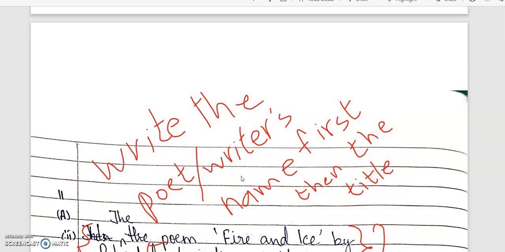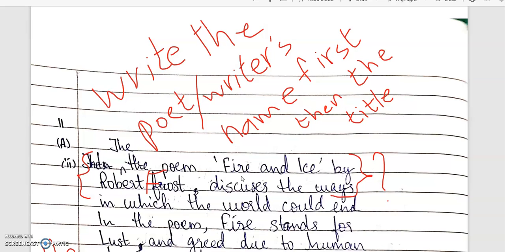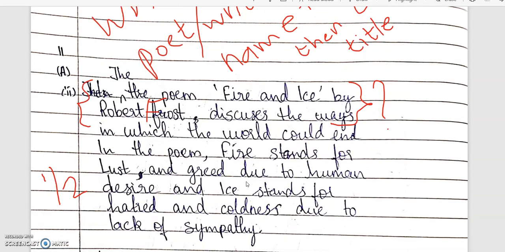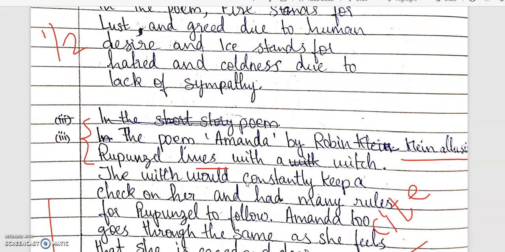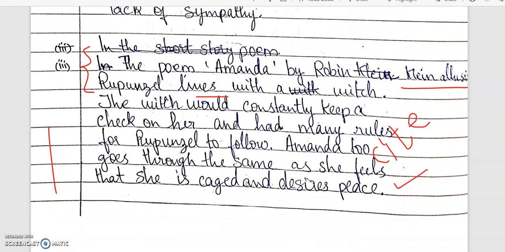It is advisable to write the poet or the writer's name first, then the title. The same has been written also in the answer script and it is repeated several times. The name should always be with a capital letter. It's a proper noun. Citations are missed out.